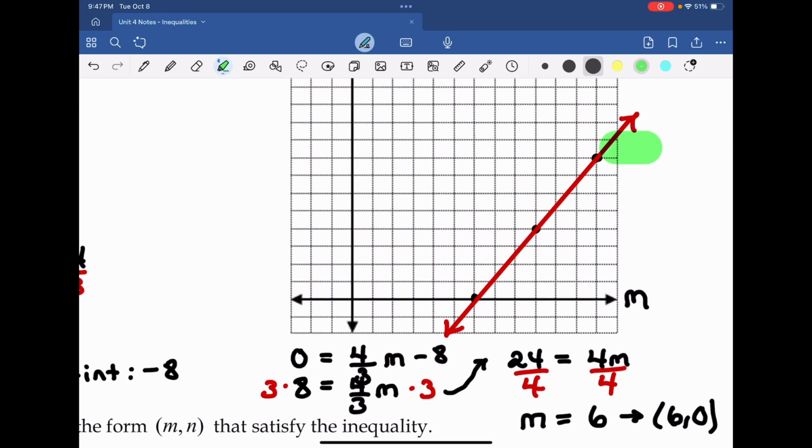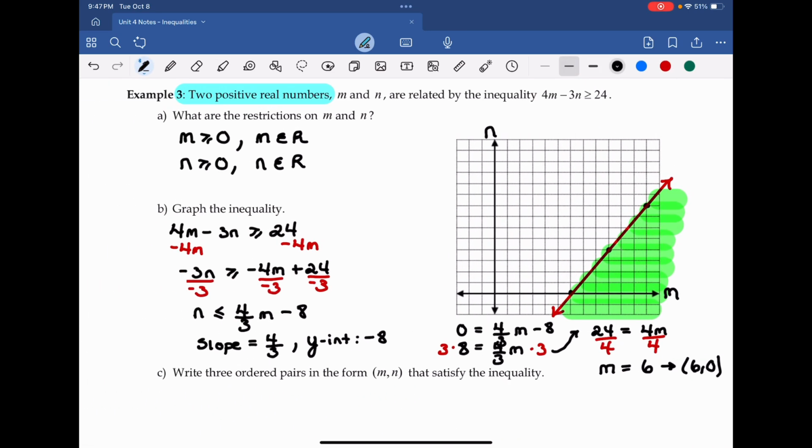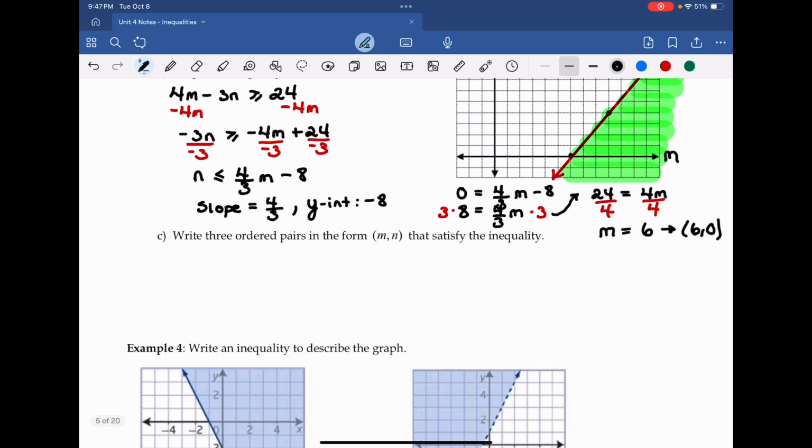And it's okay if I shade the border in this case because it's included, whereas the last problem, I didn't want to shade the border because it was a broken line, and broken lines are not included. Okay, there we go. So there's our borderline. There's the solution region, which is below the line because of the less than or equal to. And now they say write 3 ordered pairs that are in the form of m and n in terms of an x and y that satisfy the inequality.